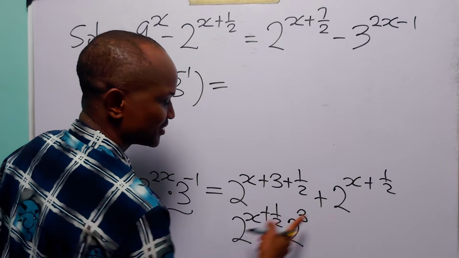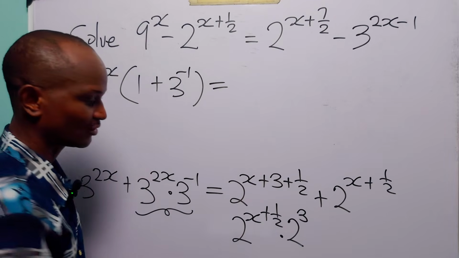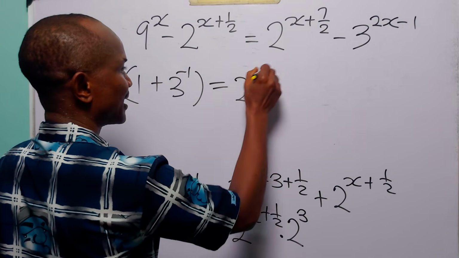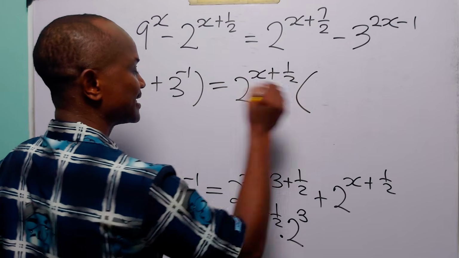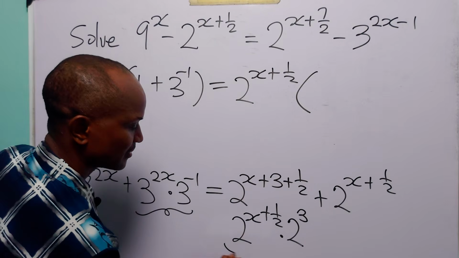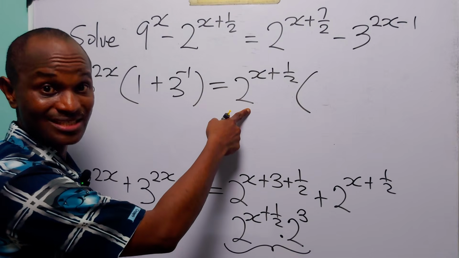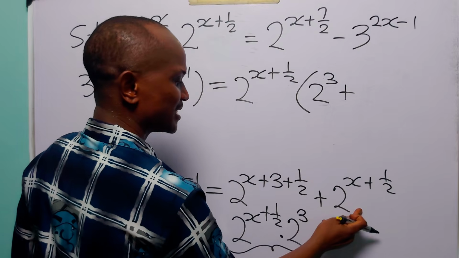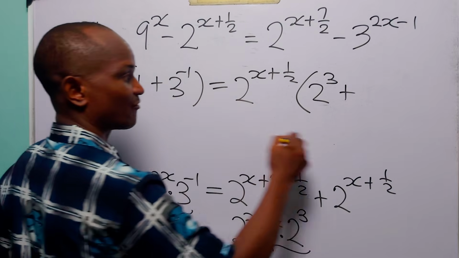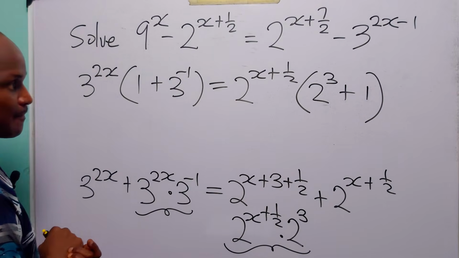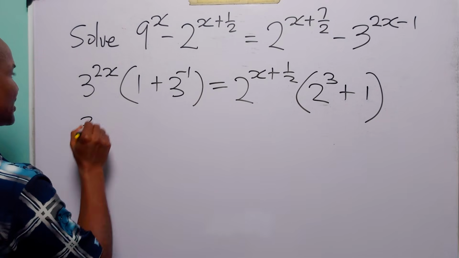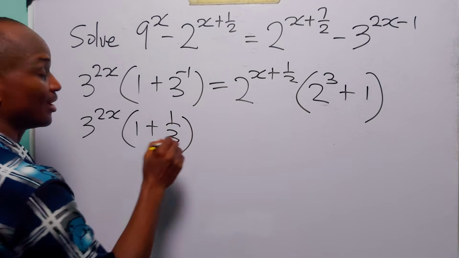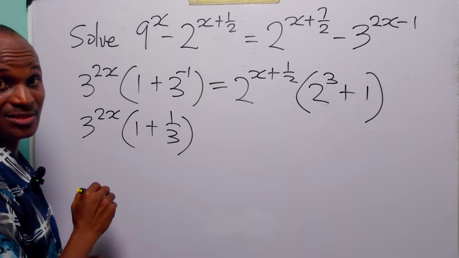Now, when you look at these two terms, you will also see a common factor, 2 to the power x plus half. So we have 2 to the power x plus half into, now when we divide this by 2 to the power x plus half, what we have is 2 to the power 3. And when we divide this by 2 to the power x plus half, what we have is 1. Now simplifying this, we have 3 to the power 2x multiplied by 1 plus 1 over 3. Of course, you know that 3 to the power minus 1 is 1 over 3.